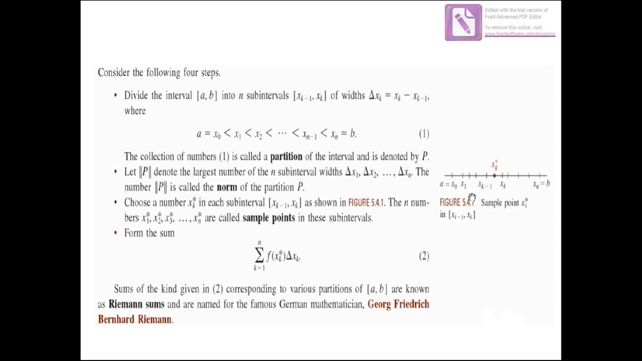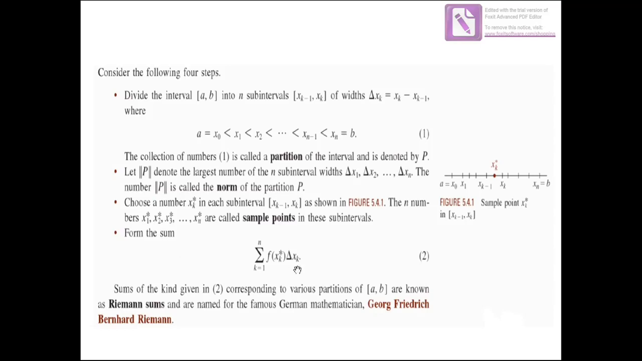Then we choose a number x_k star in each subinterval from x_(k minus 1) to x_k, as shown in this figure, and we call these numbers x1 star, x2 star, and so on. These are called sample points in the subinterval. So between x0 and x1 we take x1 star, between x1 and x2 we take x2 star, between x_(k minus 1) and x_k we take x_k star, and so on. We call x_k star a sample point, which is a point between x_(k minus 1) and x_k.